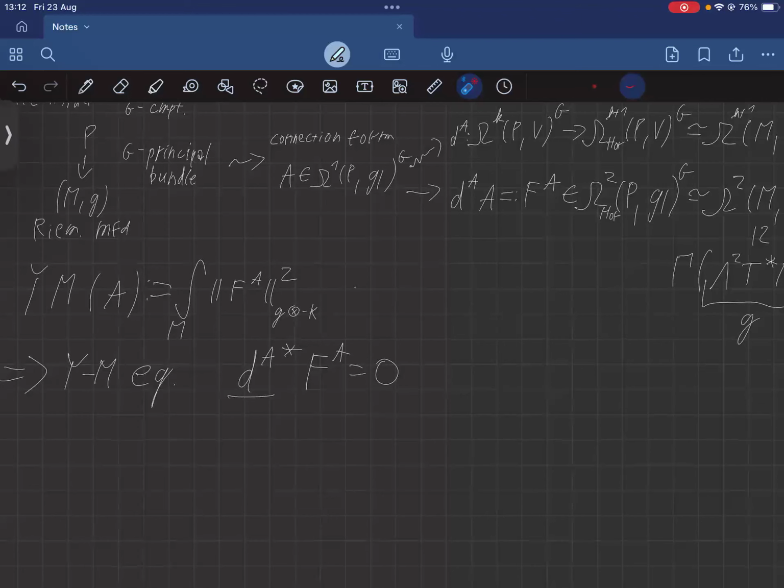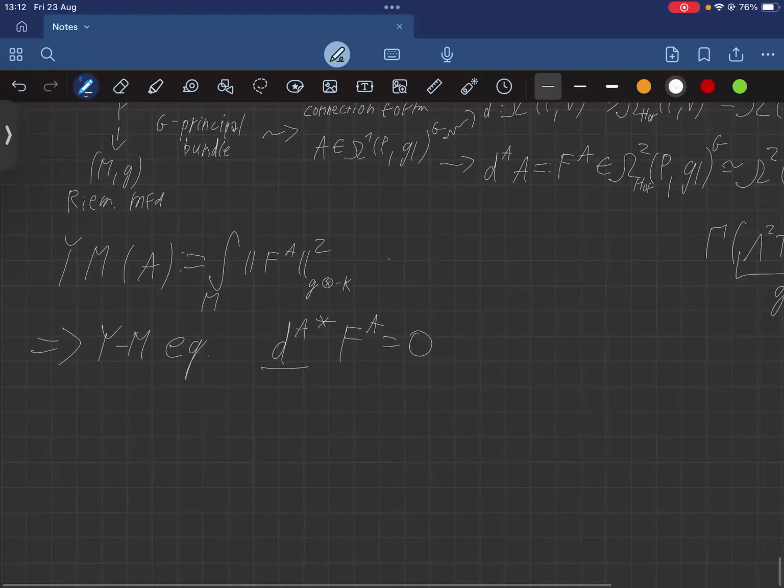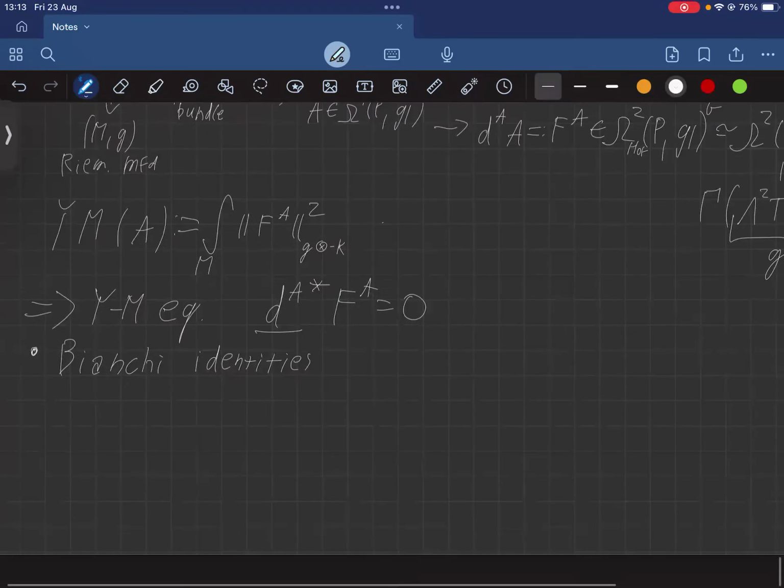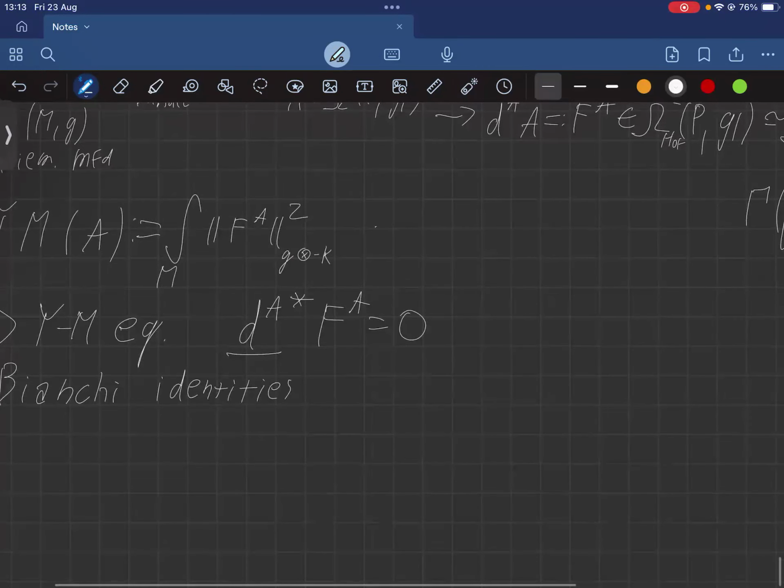Right. Makes sense. Also, in some previous talks, there were Bianchi identities, which are going to be important today as well. So what are the Bianchi identities? They're essentially just an equation that the exterior covariant derivative applied to FA is 0.